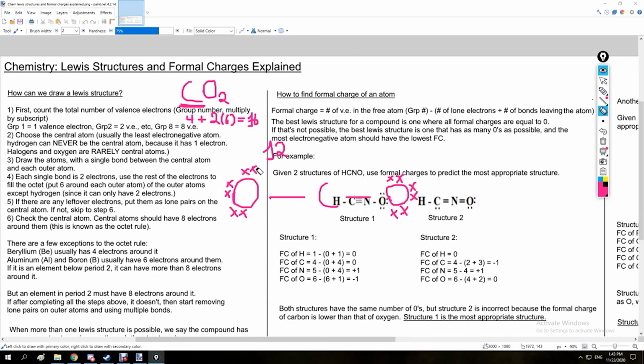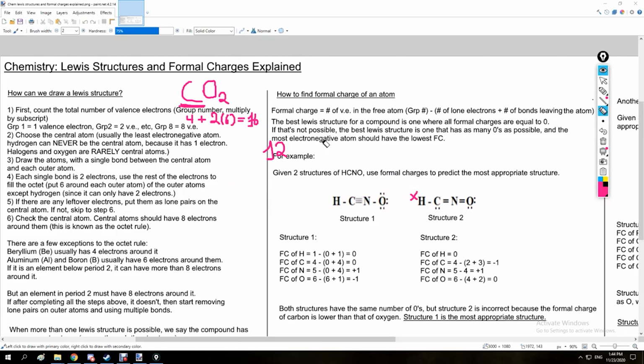So what we can do is get rid of 1 lone pair on one of the oxygens and make this a double bond. Now it's 6 electrons around it. Still not good enough, so we need to take another lone pair off the other oxygen and make it a double bond. Now oxygen has 8 around it because 2, 4, 6, 8, and the other oxygen has the same, and carbon has 8 around it. This is the proper Lewis structure.